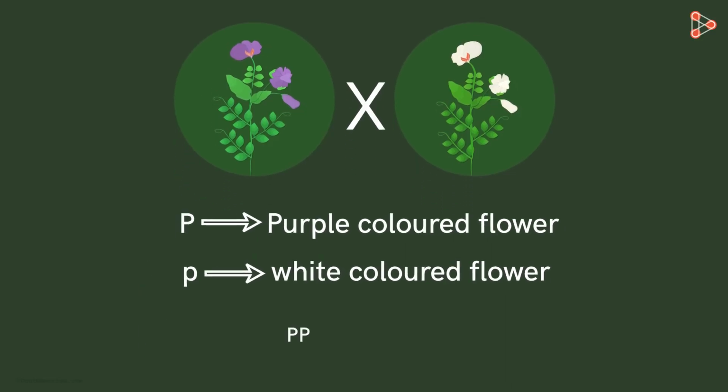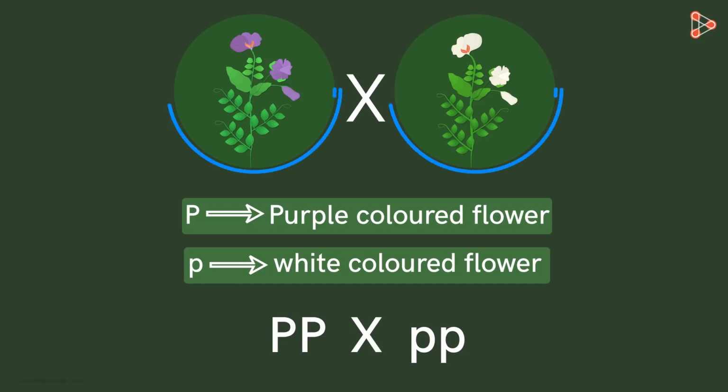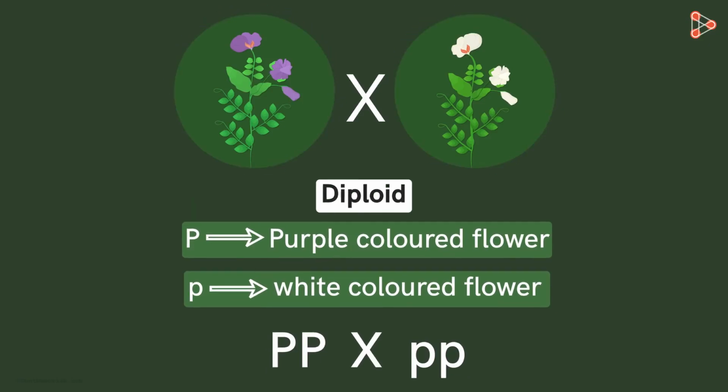Now, the first cross included purple-flowered plant and a white-flowered plant. So this is how we can represent this crossing. Any idea why have we used the letter P twice here? It's simple. The green pea plant is a diploid plant.